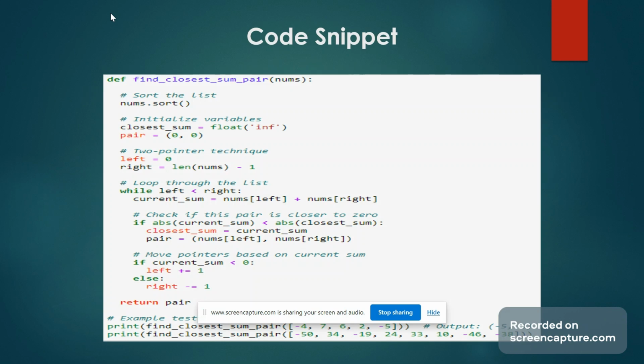From our code, we can see how we are initializing the left and right pointers, and also our loop through the list, and where we are returning the pair. We return the pair only after the loop, once we have found the current sum that is closest to zero, and then we print the result.